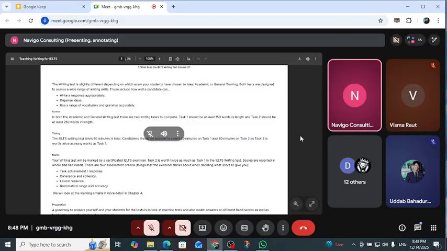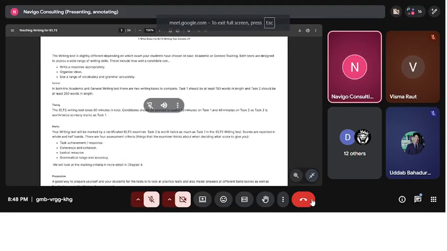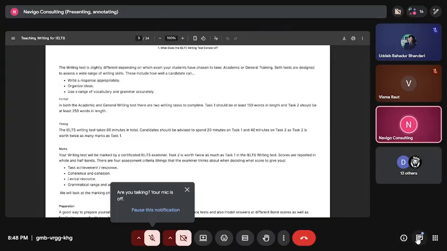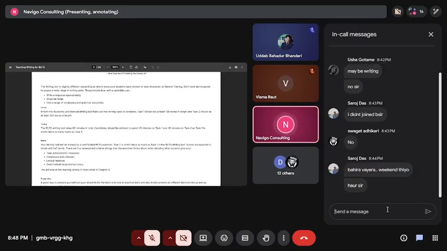Okay, now we begin with the writing. All right. In writing, you're going to get two tasks, task one and task two. What actually is IELTS writing?